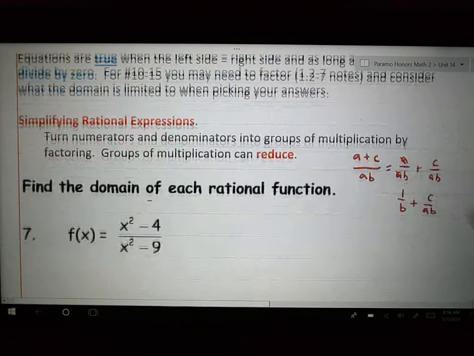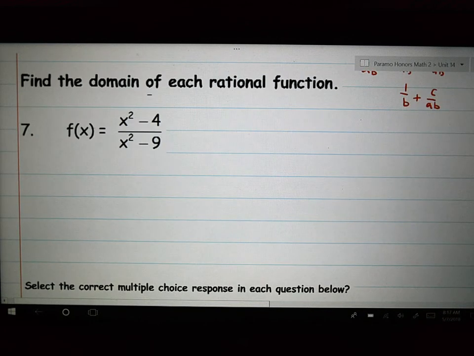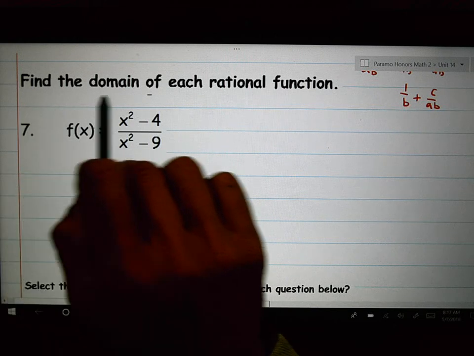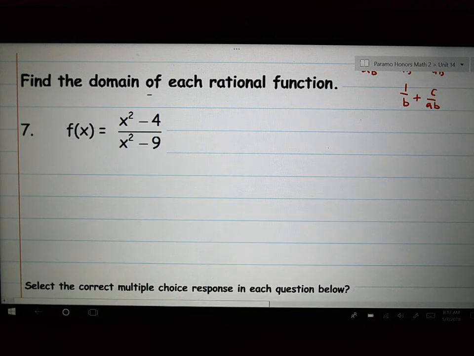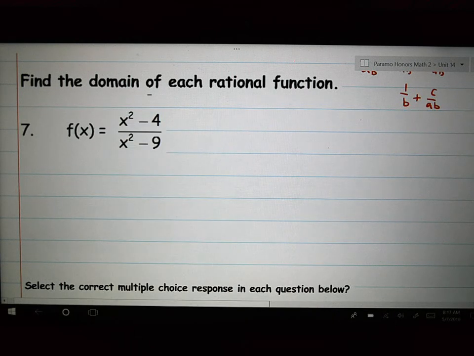Let's do some examples about what kind of work you're going to have to do in your homework. This is number 7. If you want to take a separate sheet of paper out to do your homework on, that's totally fine. Number 7 says, find the domain of each rational function. This is a rational function. What does the word domain mean? What can you plug in for x? What could we plug into this function that will make it a real number? That's what it's asking us.